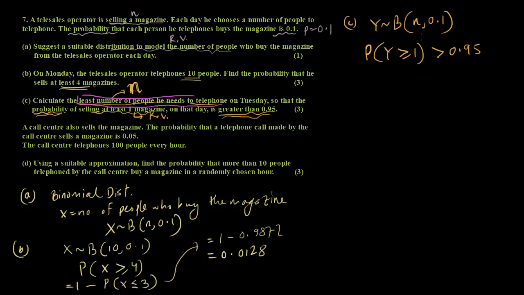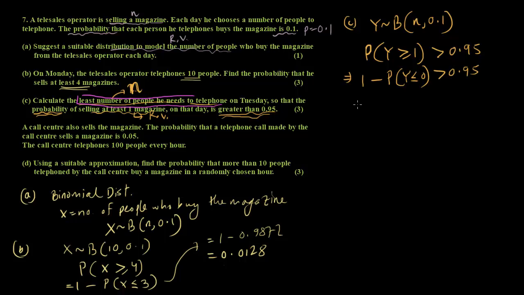What we have to do, we cannot look up the table because n is unknown. Previously, we used the Poisson distribution to look up the table. But in this particular sum, n is unknown. So we have to use the PDF formula. Since it is greater than or equal to 1, we have to make it cumulative: 1 minus P(Y less than or equal to 0).